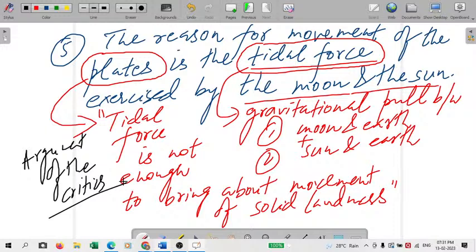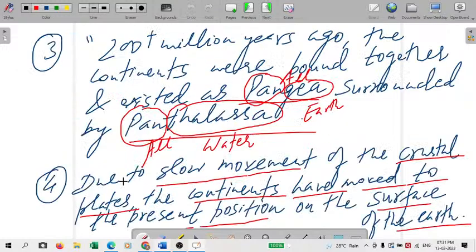Now because his reason for the movement of the plates was wrong, he was doubted on other arguments also. Other arguments पे भी doubt हुए, question उठने लगे. Now for example, point number 4 we see, due to slow movement of the crustal plates, the continents have moved to the present position on the surface of the earth. Now for every point, Wegener was asked to present the evidence. हर point पे बोला आप evidence दीजिए. What is the evidence you have?